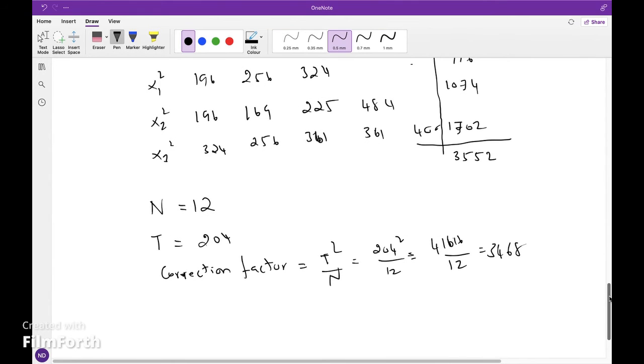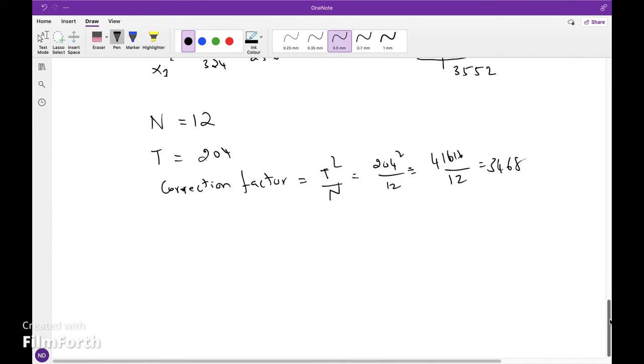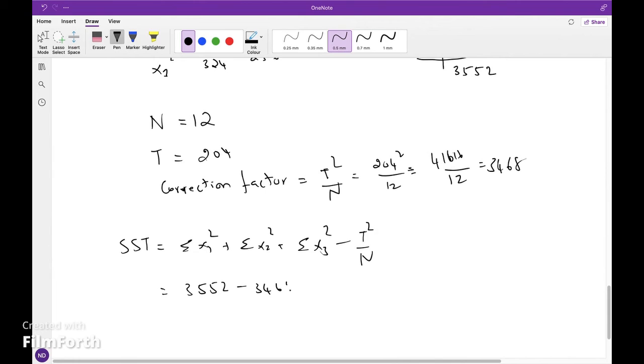Now the sum of squares column wise is x1 squared plus x2 squared plus x3 squared minus T squared by n, that is equal to 3552 minus 3468, that is equal to 84.